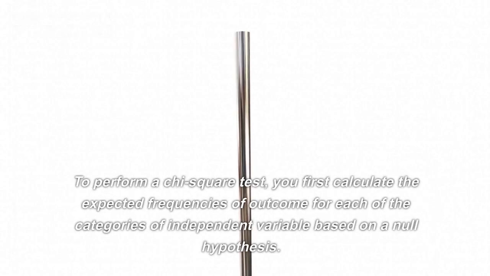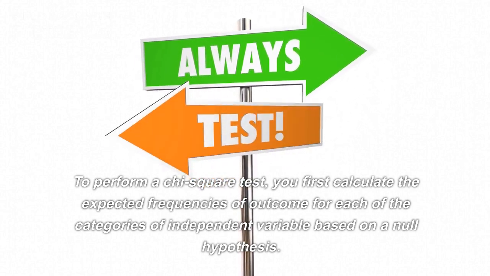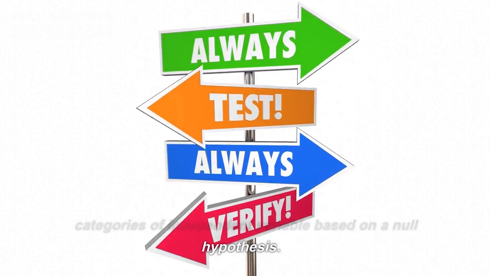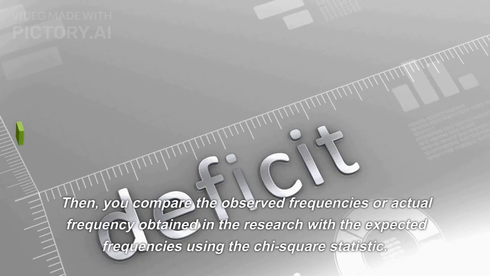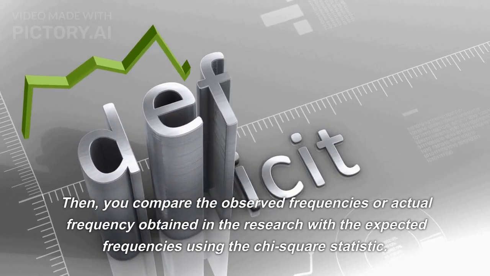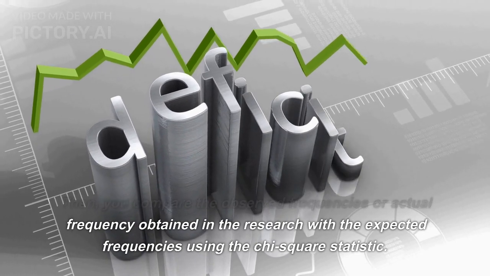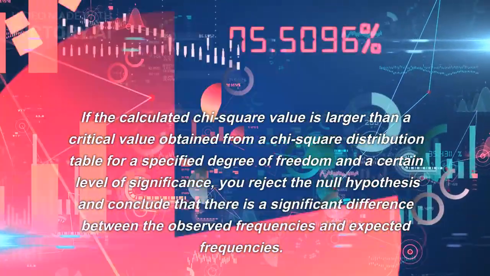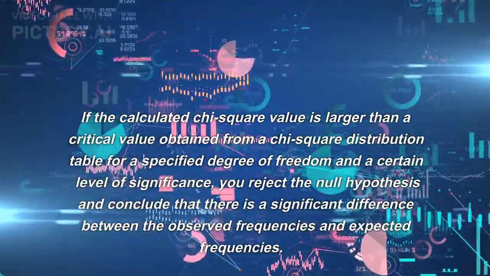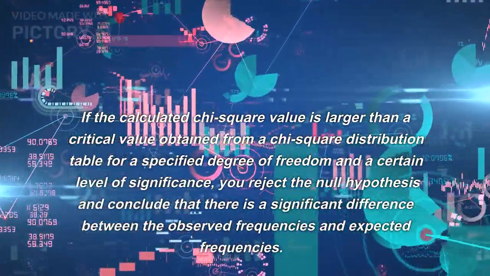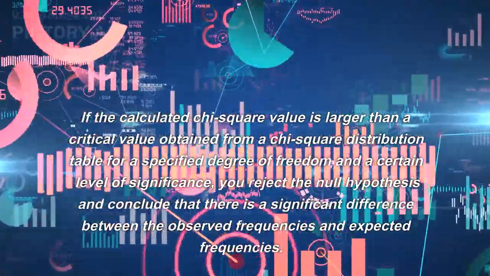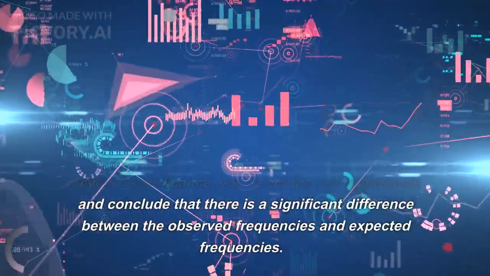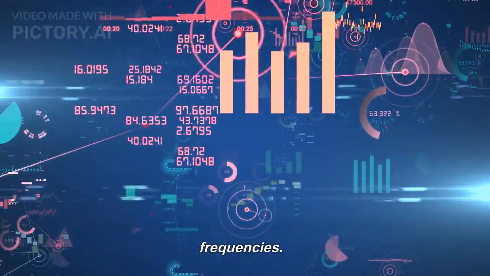To perform a chi-square test, you first calculate the expected frequencies of outcome for each of the categories of the independent variable based on a null hypothesis. Then, you compare the observed frequencies, or actual frequencies obtained in the research, with the expected frequencies using the chi-square statistic. If the calculated chi-square value is larger than a critical value obtained from a chi-square distribution table for a specified degree of freedom and a certain level of significance, you reject the null hypothesis and conclude that there is a significant difference between the observed frequencies and expected frequencies.